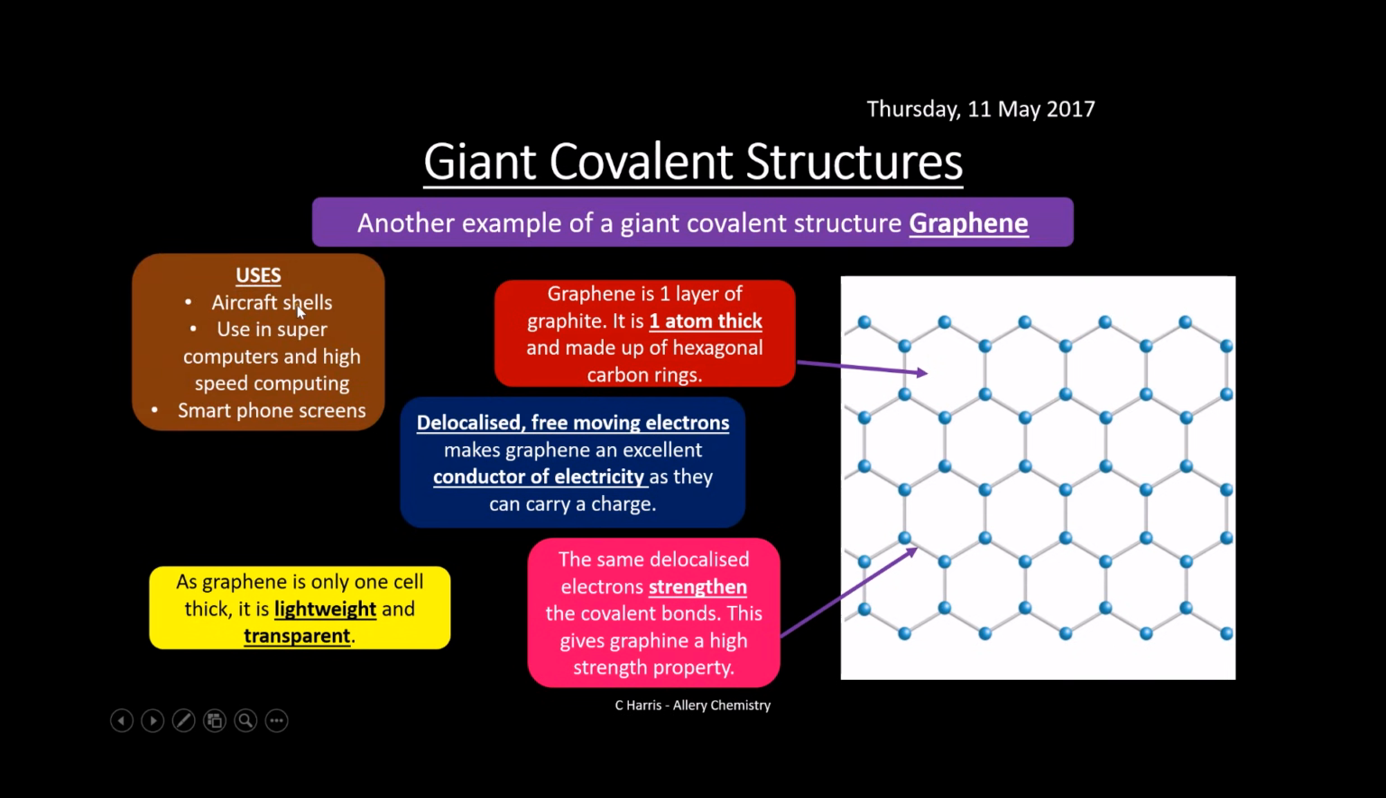And the uses are aircraft shells, so that's pretty useful. Supercomputers and high-speed computing, so things what they might have at the Met Office. So they'll have these types of processors that you made from graphene instead of silicon, and smartphone screens. So they're used from that. Again, like touch screens, you touch it and it converts some of the energy that's been put in for touch into electrical signal, and obviously it processes the information that you've told it to do. So there you go.